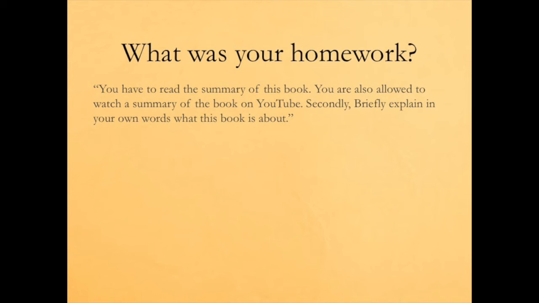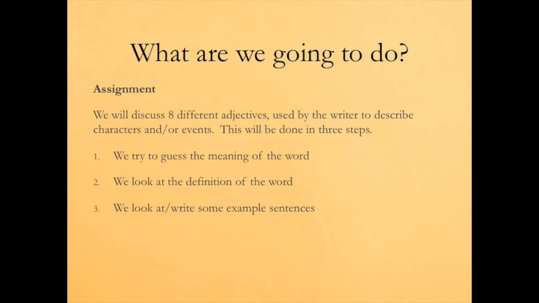Similar to previous lessons, students are required to read a summary of the book or to watch a summary of the book on YouTube. Secondly, they have to briefly explain in their own words what this book is about. We will discuss 8 different adjectives used by the writer to describe characters and/or events. This will be done in 3 steps.